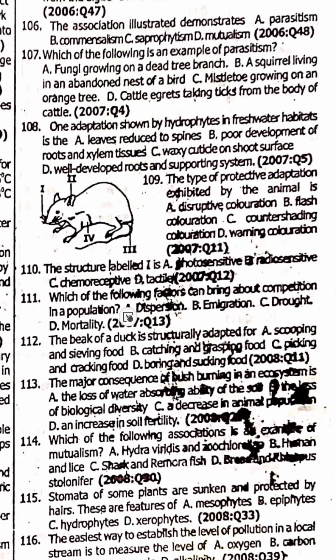Number 111. Which of the following factors can bring about competition in a population? Drought can bring about competition. 111 is drought. 112. The beak of a duck is structurally adapted for scooping and sieving of food. Option A. 113. The major consequence of bush burning in an ecosystem is loss of biological diversity. Option B.